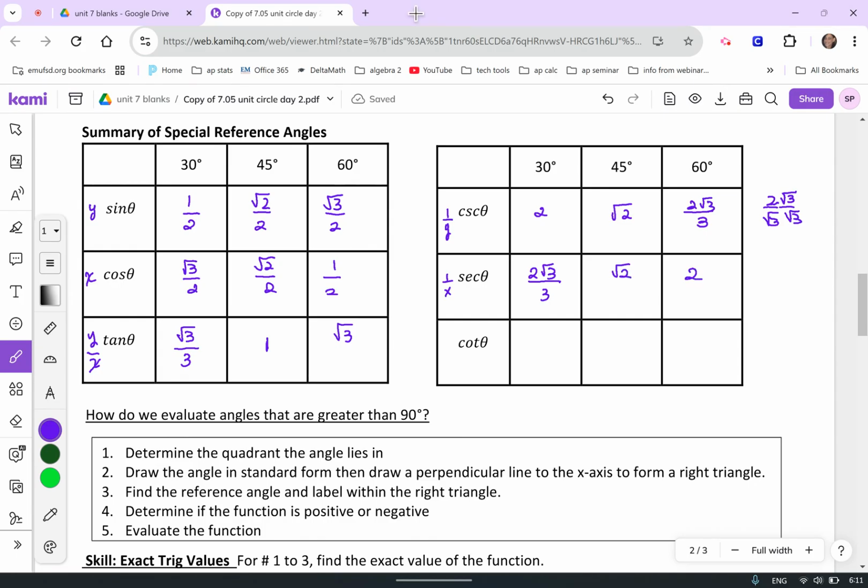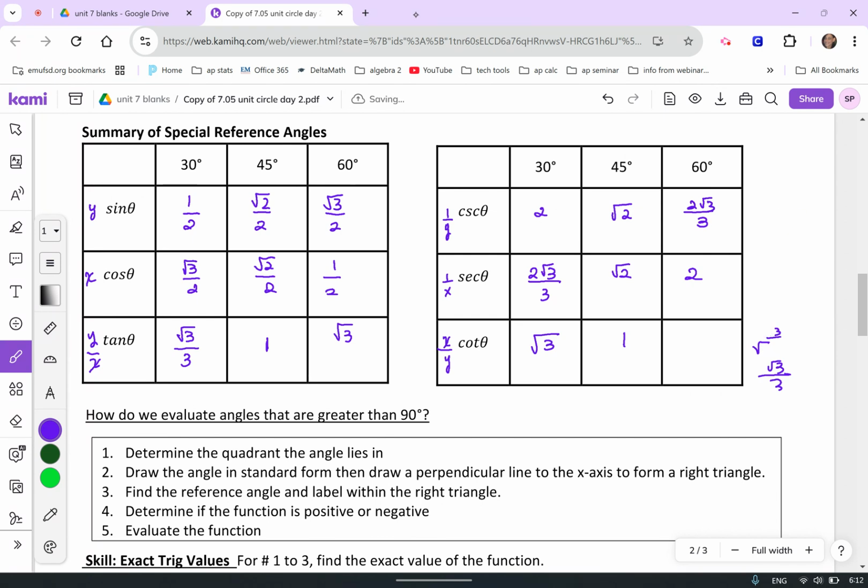And finally, cotangent is the reciprocal of tan. So instead of being y over x, it's x over y, and we can just take the reciprocal. So rad 3 over 3 becomes 3 over rad 3. And then again, you rationalize, and you get 3 rad 3 over 3, which is just rad 3. And the reciprocal of 1 is 1.